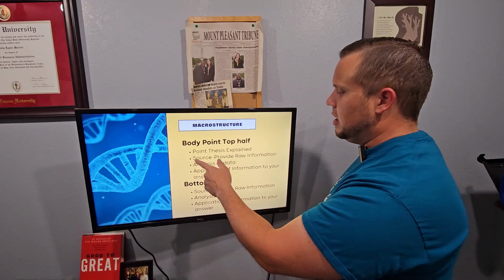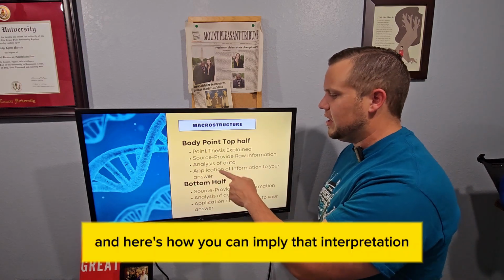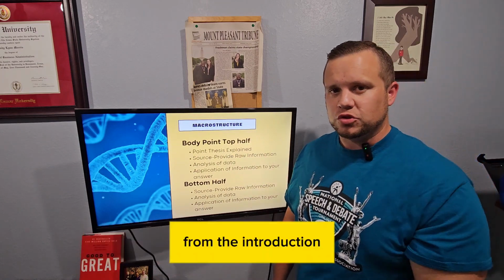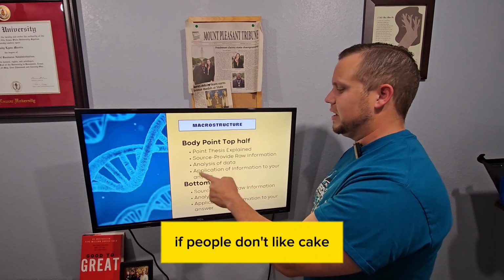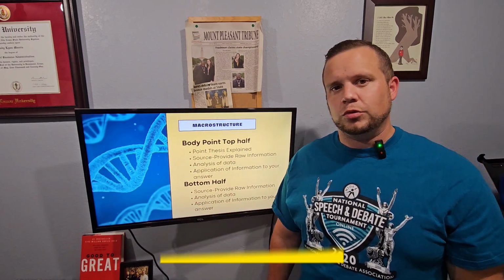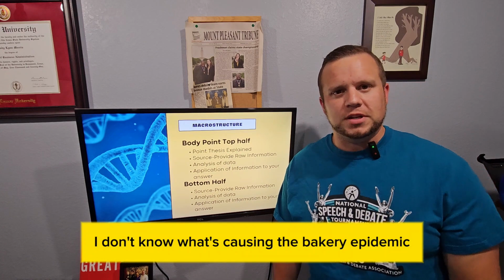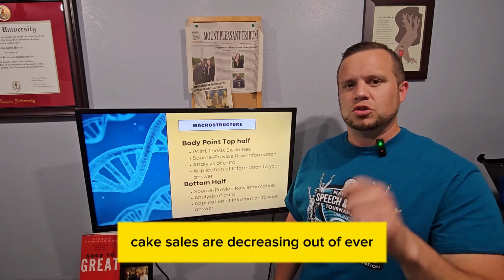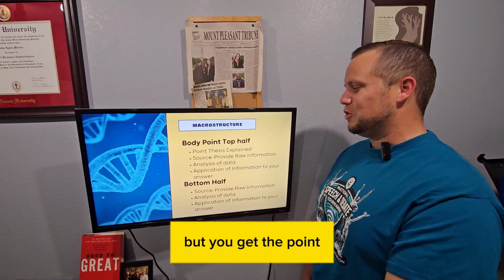So now we've said, here's raw information. Here's how I want you to interpret that raw information. And here's how you can apply that interpretation to the overarching answer. Remember our umbrella answer from the introduction, you can apply this analysis of like, if people don't like cake, that's what's leading to our answer of cake stores closing down at rapid rates. I don't know what's causing the bakery epidemic would be the question. And our answer is that cake sales are decreasing at a rapid rate. And then, I'm making stuff up as I go here, but you get the point.